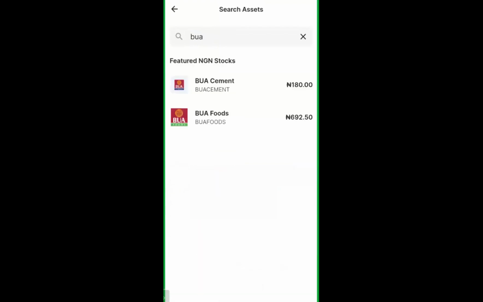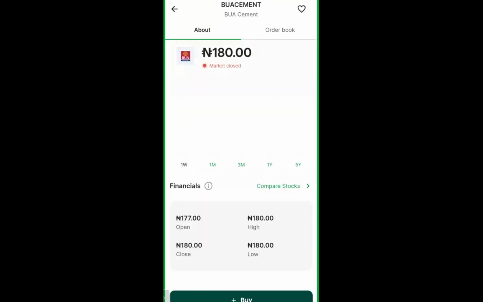What is the talk of Nigerian stocks currently? From the newly projected prices that happened, BUA was one of the top players.